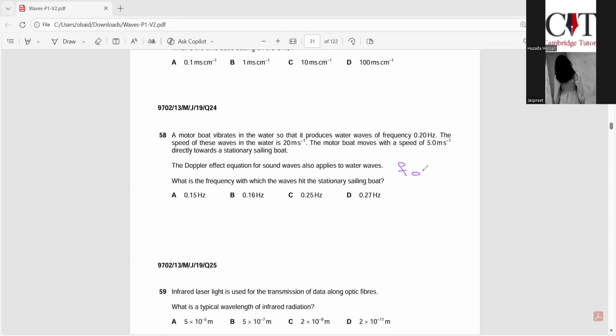So the frequency of the observer we have to find, right? They're asking what is the frequency which hits the stationary sailing boat. So you can hint by the stationary word that it is the observer, the sailing boat. So it is equal to the frequency of the water, which is 0.20 fs multiplied by v, which is the speed of water, 20 over 20. And if it is towards, you have to subtract, 20 minus the speed of the motor, which is 5. That would be your solution.